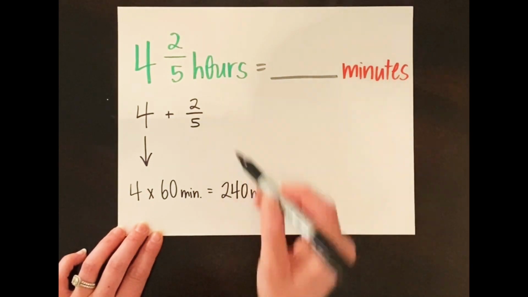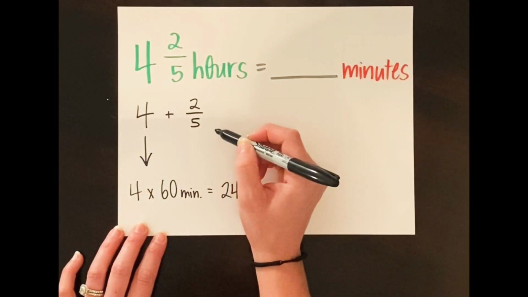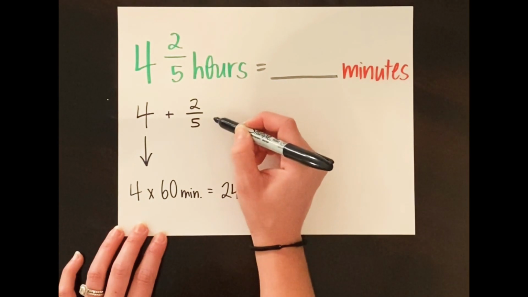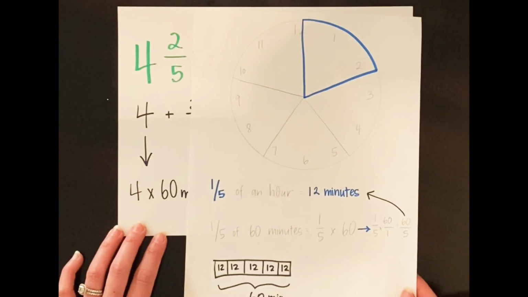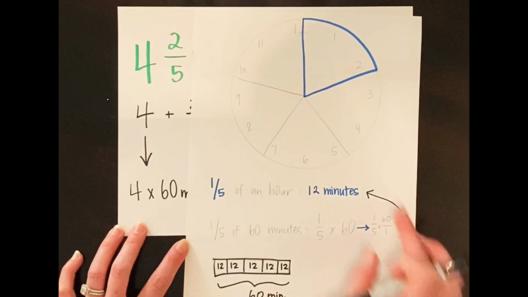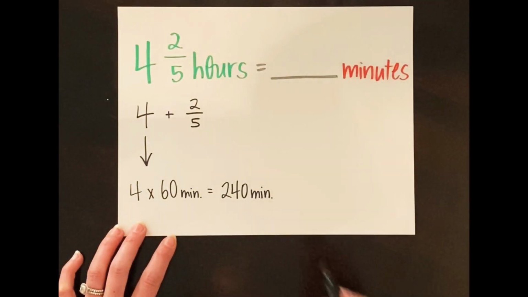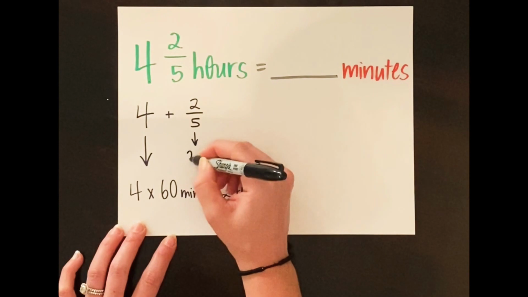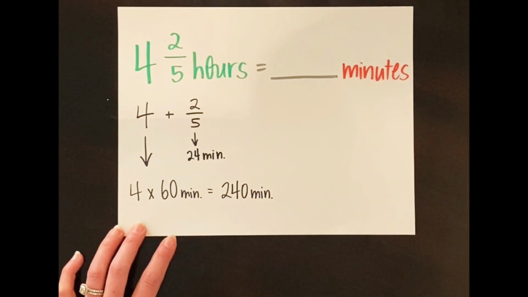And then I need to figure out what 2/5 of another hour is. So let's use what we used before. We know that 1/5 of an hour is 12 minutes, so 2/5 of an hour would be 12 plus 12, which is 24 minutes. So I'm going to write 24 minutes.